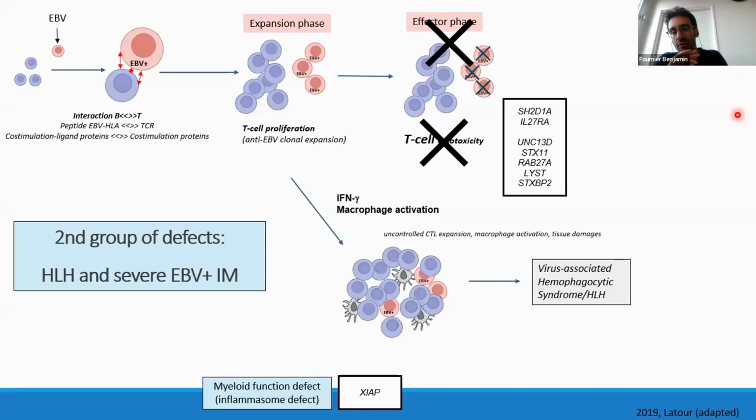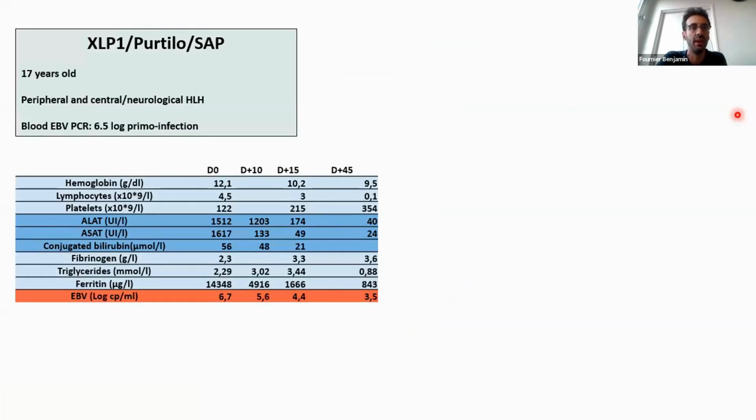Here, probably the defect is also more related to myeloid dysfunction, as these patients also have autoinflammatory disease. So here we have the example of a patient with XLP1. So it's a boy because it's X-linked.